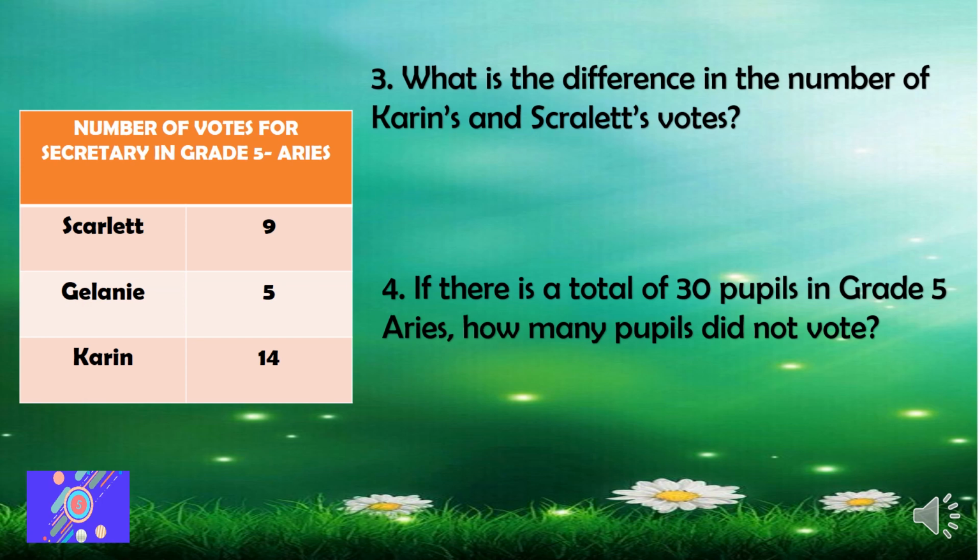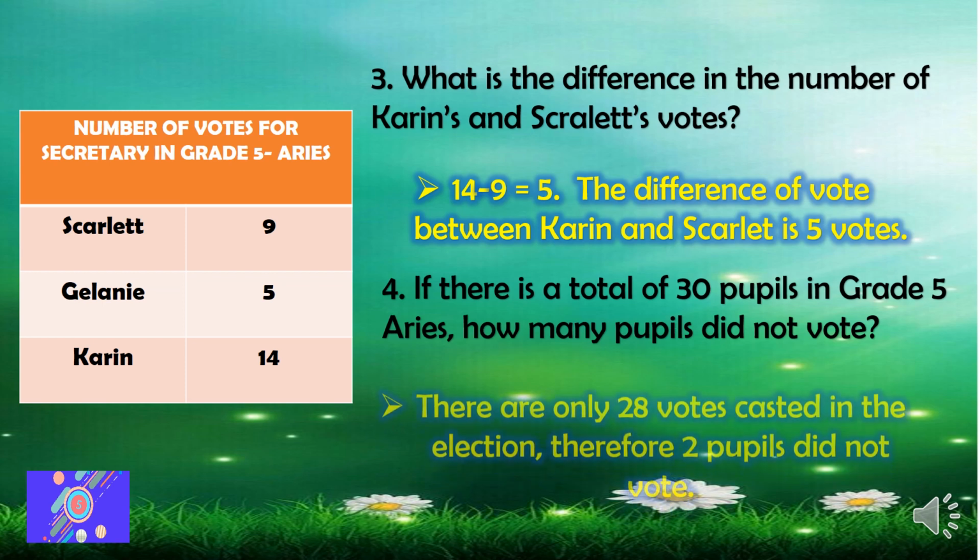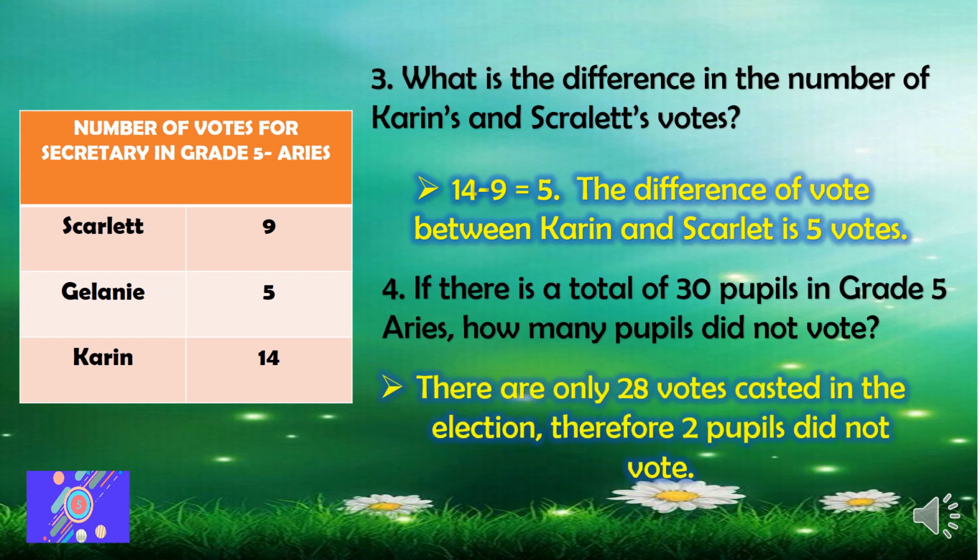Okay, so let us now answer number 3 question. What is the difference in the number of Karin's and Scarlett's votes? Karin got 14 votes and Scarlett got 9, so their difference is 5 votes. The difference of votes between Karin and Scarlett is 5 votes. So if there is a total of 30 pupils in grade 5 Aris, how many pupils did not vote? There are only 28 votes casted in the election. Therefore, 2 pupils did not vote.